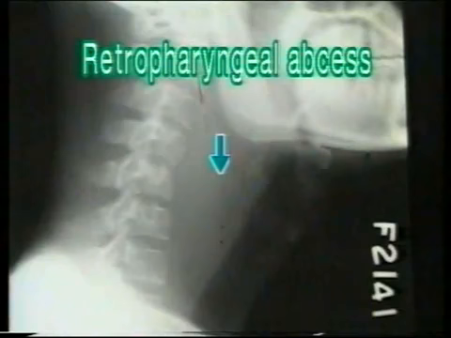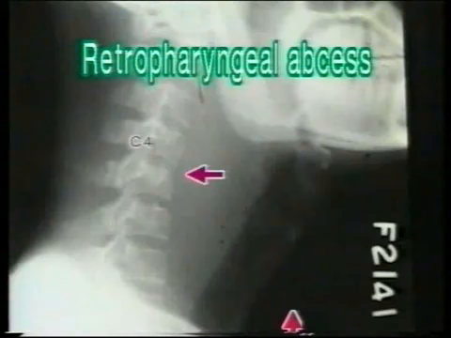Now note the reduced space between C4 and C5. The anterosuperior lip of C5 shows destruction. This is tuberculosis of cervical spine at C4-5 level with a retropharyngeal abscess.